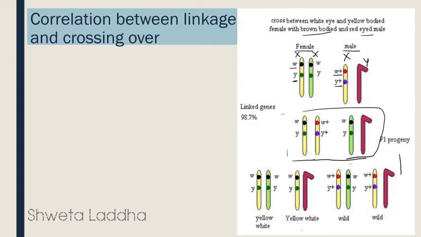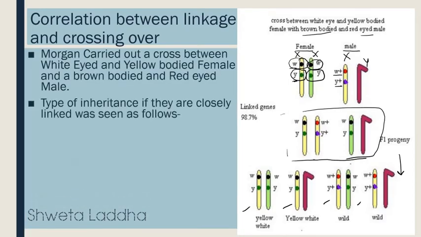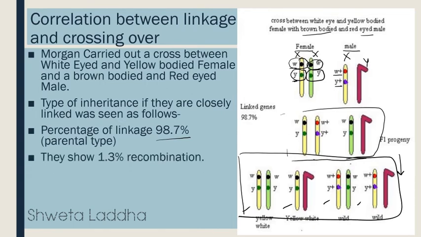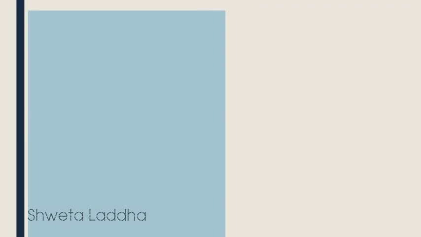In F2 generation, again, it was found that almost all of them had similar characters to that of the parents, because these genes which are responsible for color of the eye and the color of the body are very close to each other. They are linked genes, and it was seen that linked genes basically when they are inherited together, 98.7%. This is showing 98.7%. This is exactly similar to the parent, and only 1.3% recombination may occur if crossing over takes place.